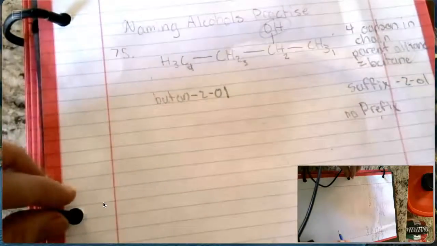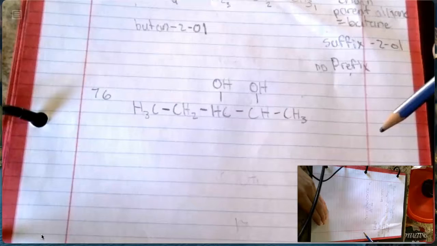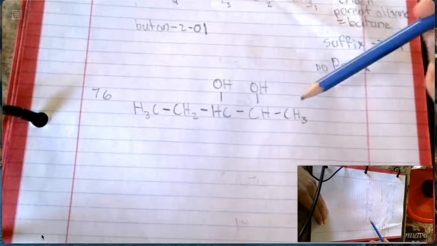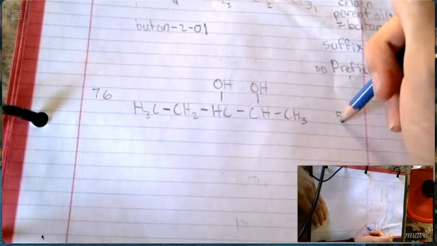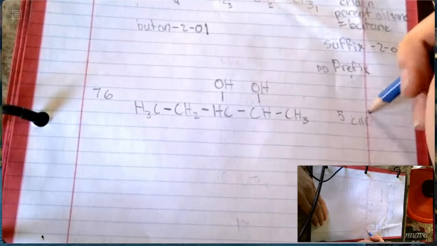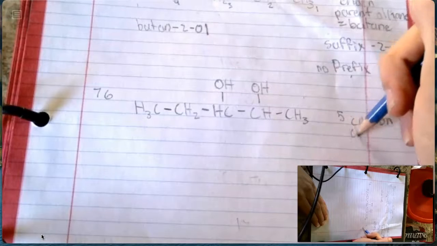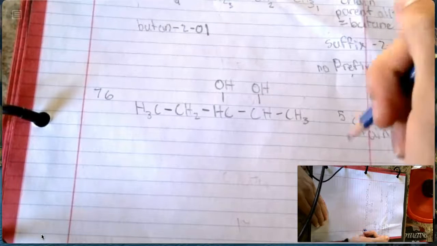So, the next question we want to do, 76. Alright, so 76. Our first step is we want to figure out our chain, and if we look at our compound, there's only one chain, so there's 1, 2, 3, 4, 5 carbons in our chain, and this means that our parent alkane is going to be pentane. We know this because pentane is made up of 5 carbons, and there are 5 carbons in our chain.